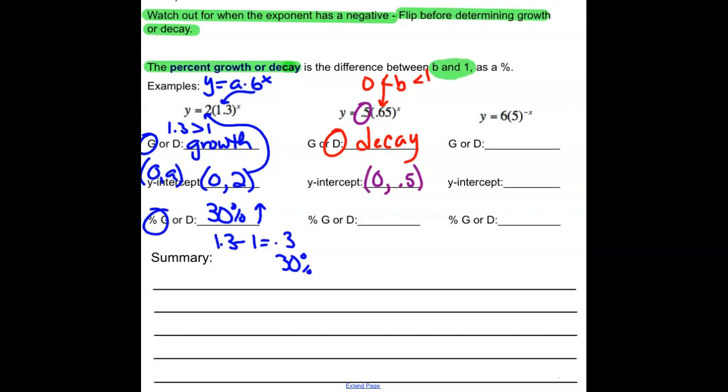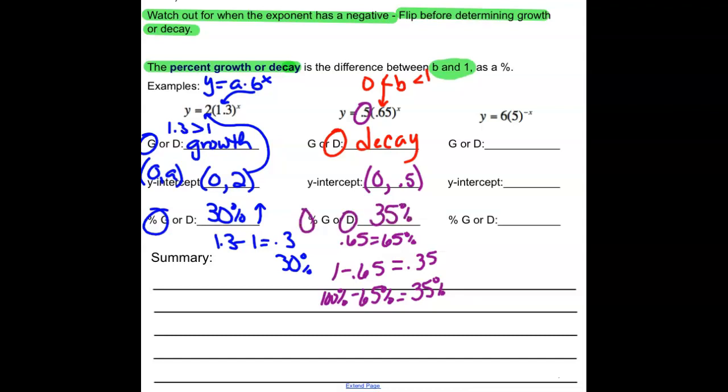And then to figure out our percent growth or decay, 0.65 is 65%, right? How much is that compared to 100%? Are we lower or we're higher? In this case, we're lower. How much do we have to raise it to get to 100%? Well, let's look at 1 minus 0.65, or 100% minus 65%. We are off by 35%. So we are looking at a 35% decay. Percent decay is 35. You're basically looking at how much do you have to change to get to a 1.